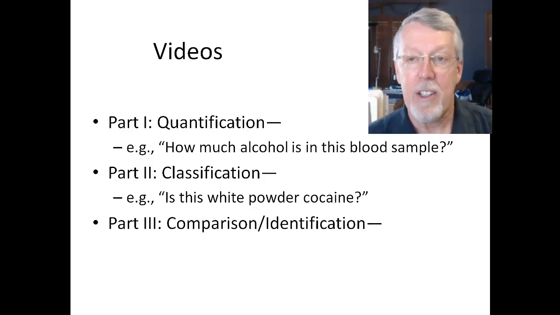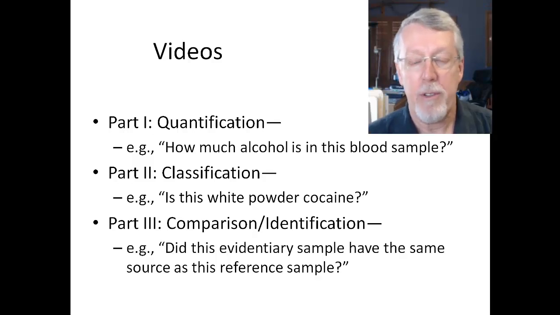The third task that we'll talk about is comparison and identification, when a forensic scientist is asked to compare two items and determine if they have a common source or a different source. So did this evidentiary sample have the same source? Did this latent print come from the same finger as the reference print? Did this DNA sample come from the same source as the reference sample? And so on. So those are the three tasks we'll be looking at. This video is part 1, looking at the first task, quantification.